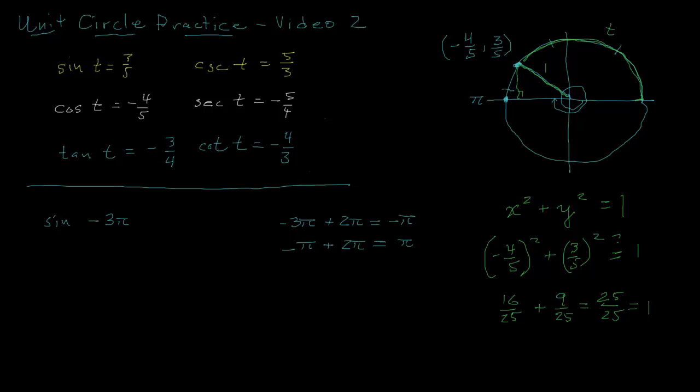And that I do know. The coordinates are -1, 0. So the sine of negative 3 pi is equal to the sine of pi, which is 0.